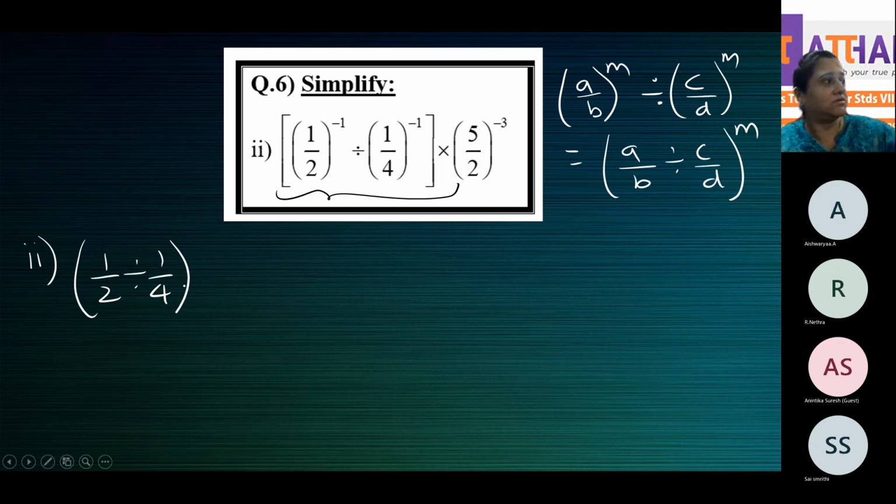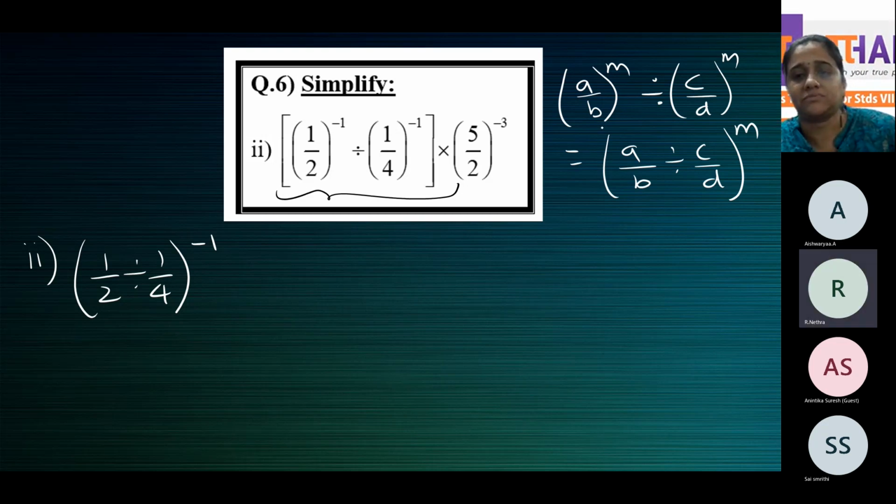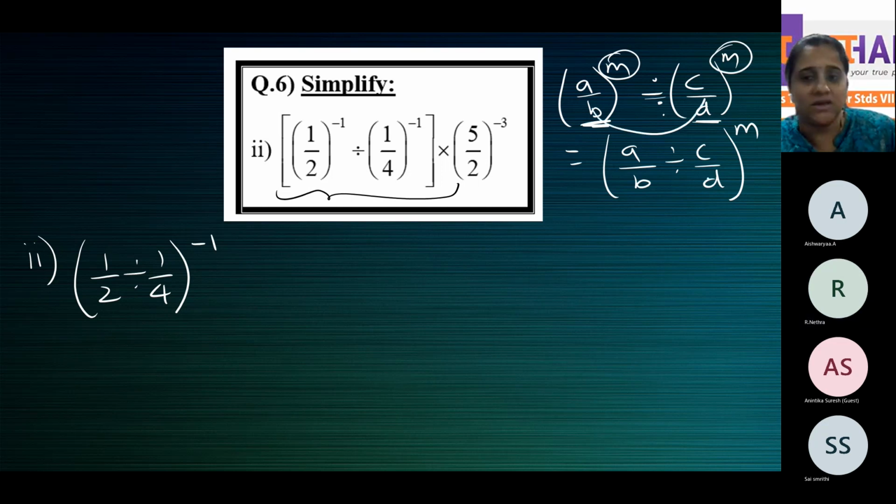And the power? Minus 1. Divide the bases and raise it to the same power. That's the rule. See here, the bases are different, Aishwarya Shri, and it's division. But the power is the same, m. So what should you do? Divide the bases a by b divided by c by d and raise it to the same power m. So here, 1 by 2 divided by 1 by 4 raised to the power minus 1. Then into that, 5 by 2 to the power minus 3 as it is.